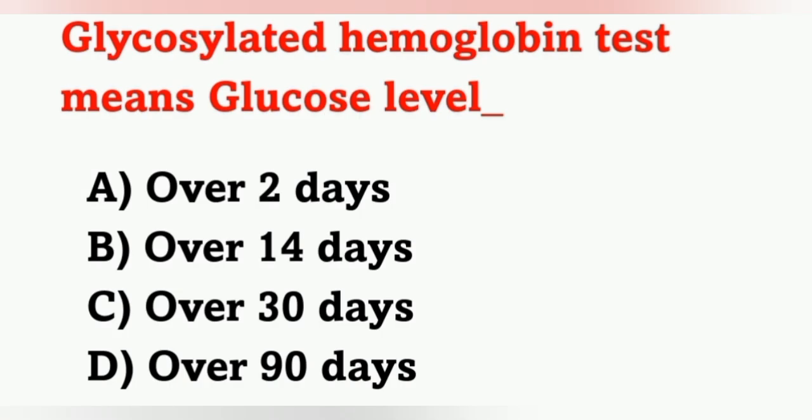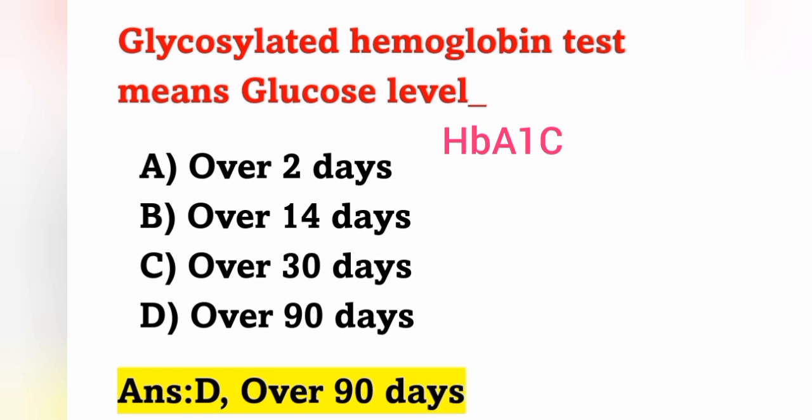Move on to the next question. Glycosylated hemoglobin test means glucose level. Option A over 2 days, option B over 14 days, option C over 30 days and option D over 90 days. Here the correct answer is over 90 days. Glycosylated hemoglobin or HbA1c means the amount of blood glucose bound to hemoglobin. This test detects the amount of blood glucose in the past 3 months or over 90 days. Here option D is the correct answer.